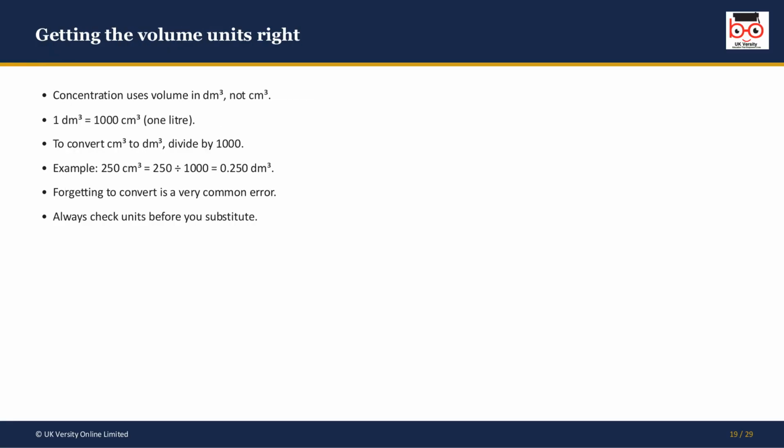Let's nail those volume units because this trips people up constantly. Concentration needs the volume in dm³, not cubic centimeters. Now 1 dm³ is 1,000 cubic centimeters, which is just 1 liter. So to convert cubic centimeters to dm³, you divide by 1,000. For example, 250 cubic centimeters becomes 250 divided by 1,000, which is 0.250 dm³. Always sort your units out before you substitute anything in.